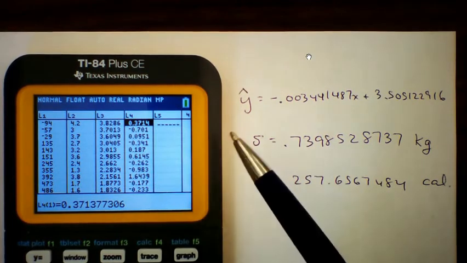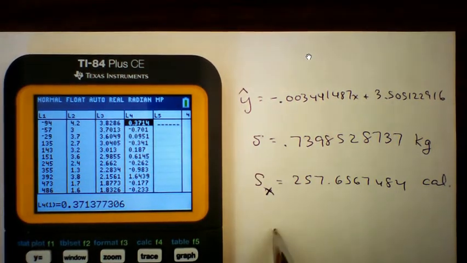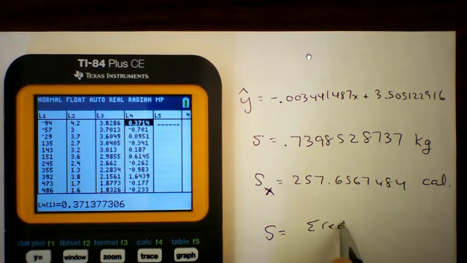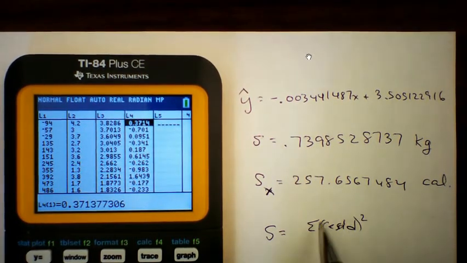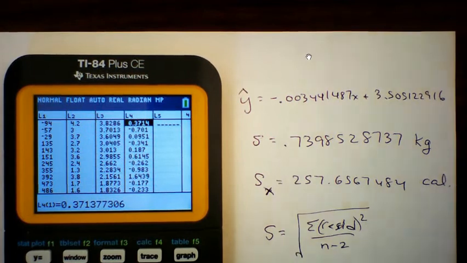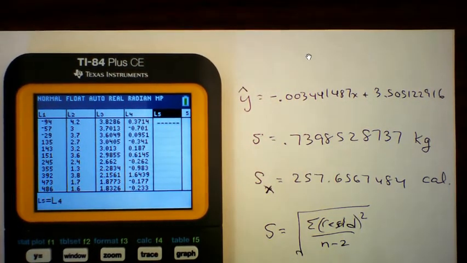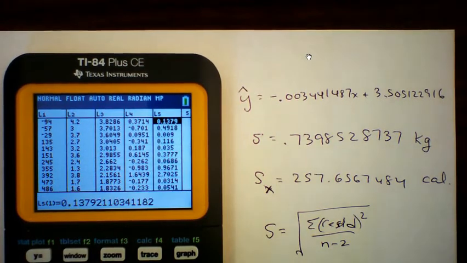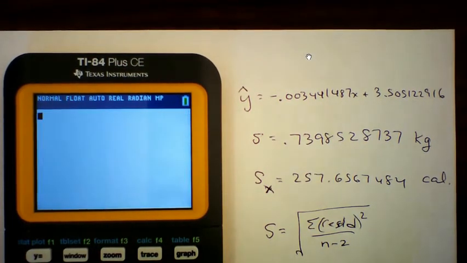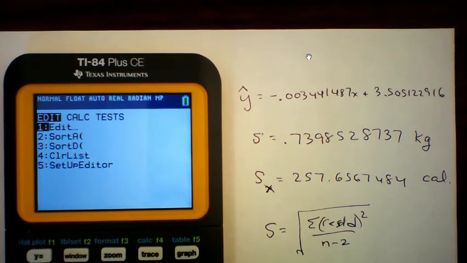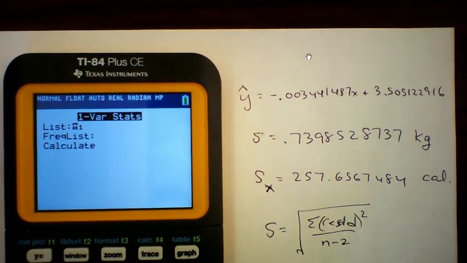Now, if you think about what the S equation is supposed to be: the sum of the residuals squared over n minus 2, and then the square root of that. So how might I do that? I could square my residuals in this column here. So this is going to be L4 squared. And then I can go out of this and I can say, let's do stat calc one var stats, and I can do that on my L5 list.